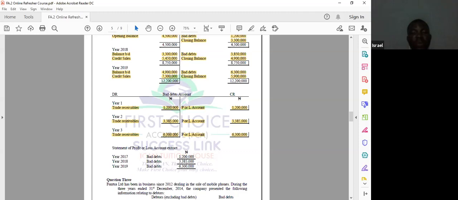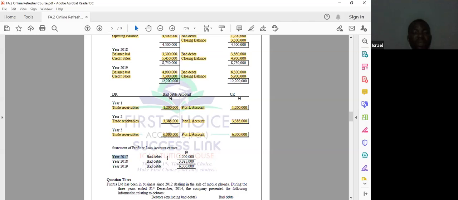Then we are now required to prepare the statement of profit or loss extract. It means that every bad debt that will be written off to the profit or loss account will showcase in your statement of profit or loss account extract. And that's why we have it here.